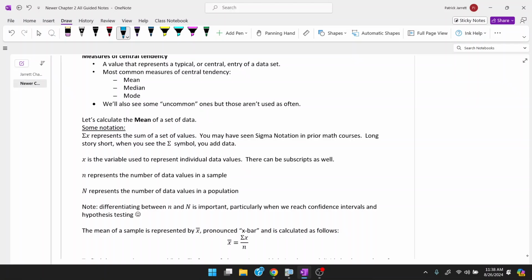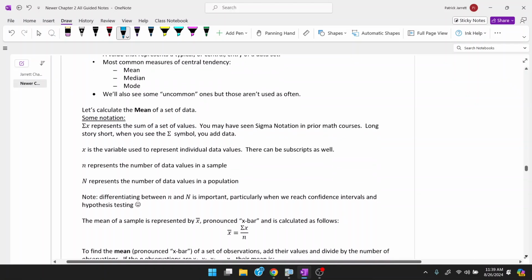And x is the variable used to represent individual data values. There can be subscripts with those as well. Little n represents the number of data values in a sample. Big N will represent the number of data values in a population. Now, the mean is not going to be calculated any differently. But the difference between sample and population is going to ring true whenever we are doing confidence intervals and hypothesis tests. So we'll have that.